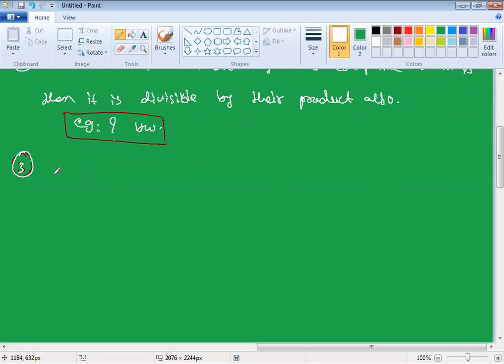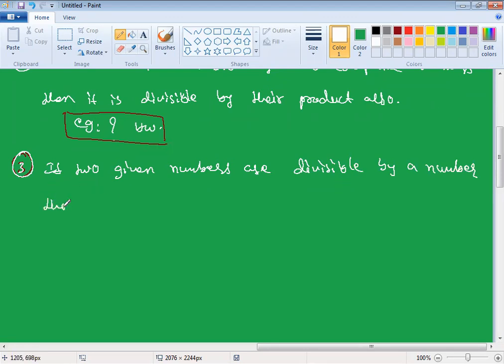If two given numbers are divisible by a number, then their sum is also divisible by that number. So for this also, the example is homework.